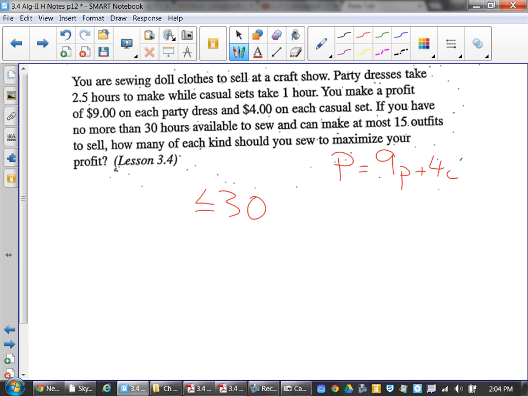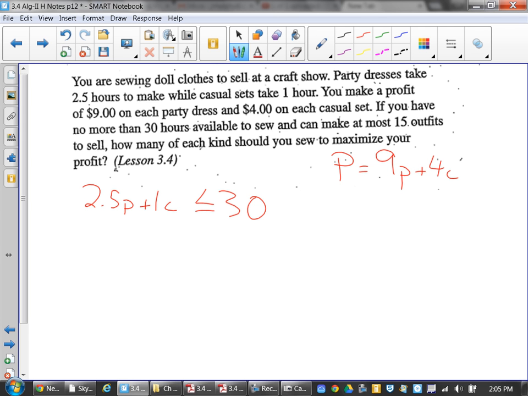How many hours does it take to make a party dress? 1P plus 2.5C. Oh, be careful. You have it backwards. It's 2.5P for the party dress and 1C for the casual dress. Does it matter which order we write? No. I'm talking about, can we write 30 is bigger than or equal to 2.5P plus C? Yeah, that's fine.